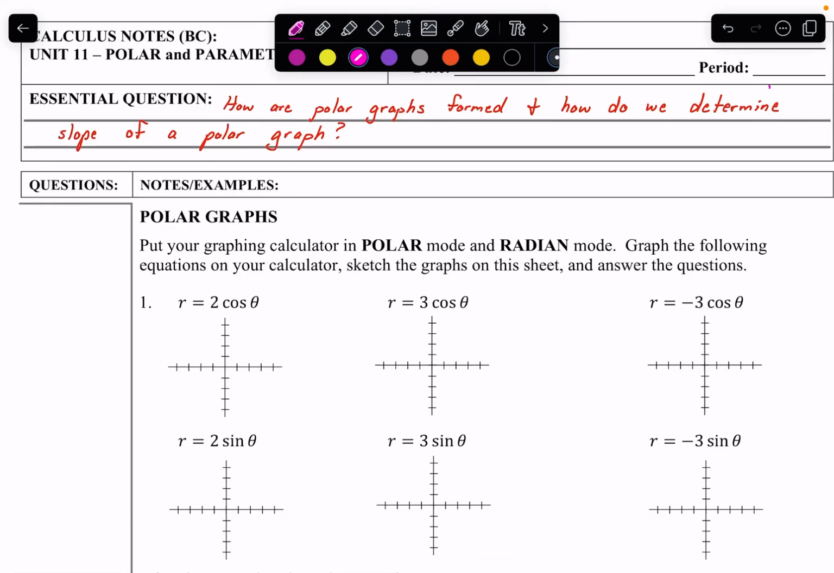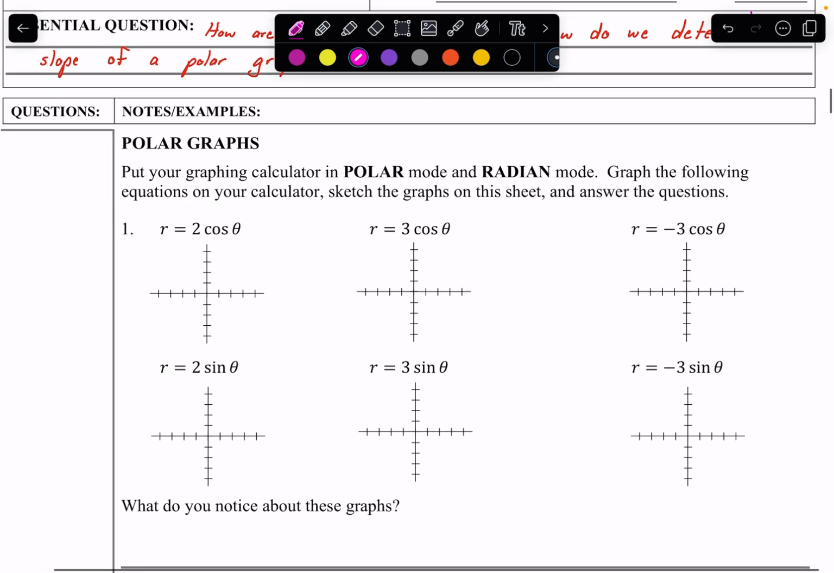So let's talk about polar graphs. This is going to be a lot more pre-cal review than it is going to be calculus, but we're going to build into the calculus, and we need to be familiar with what these graphs look like. So I'm going to spend a little bit of time in Desmos, a little bit of time in a TI, and then obviously I'm going to be doing some drawing as well.